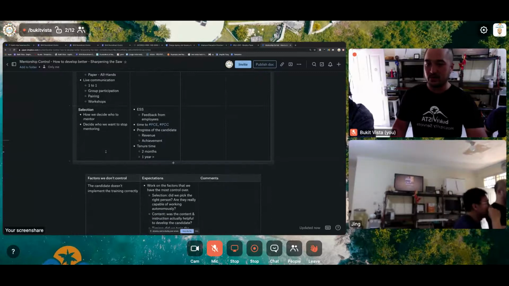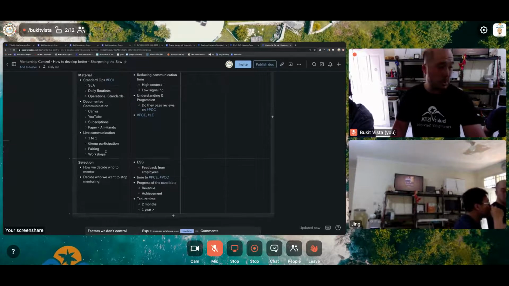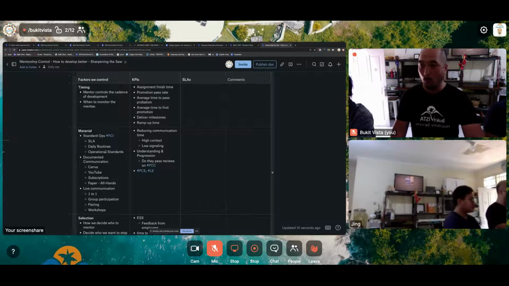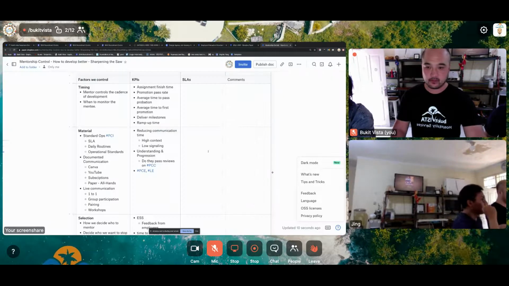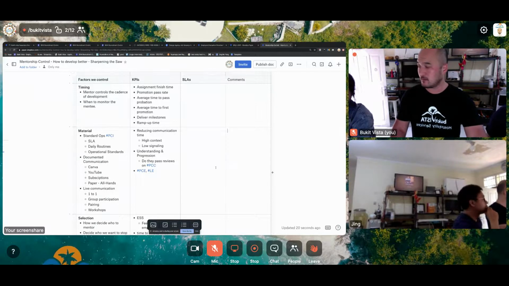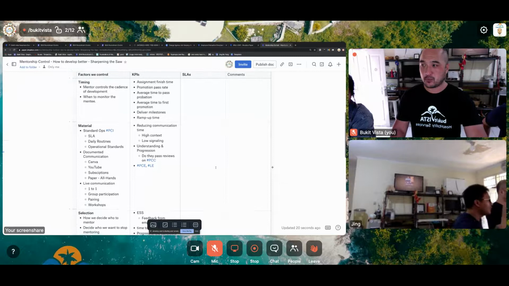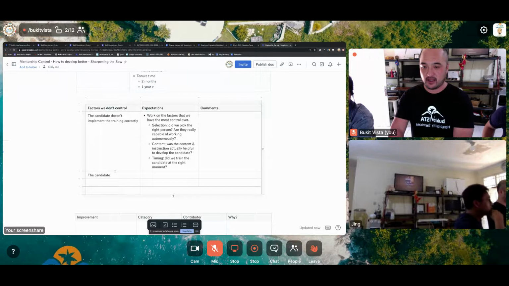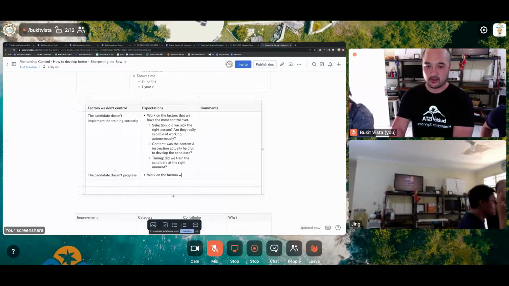Are there any other controls on mentorship and development? The progress is not up to us. The progress is up to the candidate. Let's say the candidate doesn't progress. So the expectation is to work on the factors where we have control.